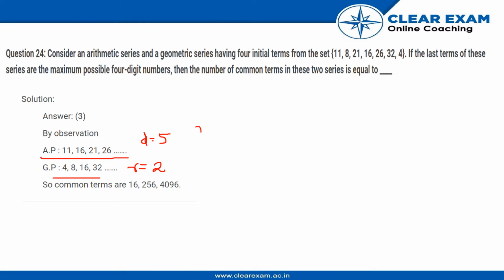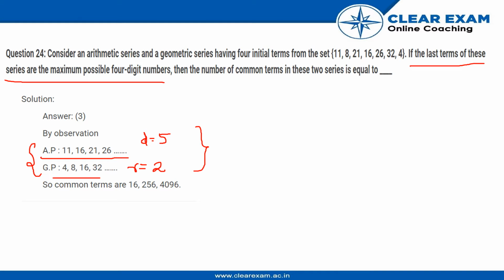So when we identify the arithmetic and the geometric series, we need to look for the last terms of the series that has the maximum possible four-digit number. So here we are considering the last terms in both these series to have the maximum four-digit number possible.